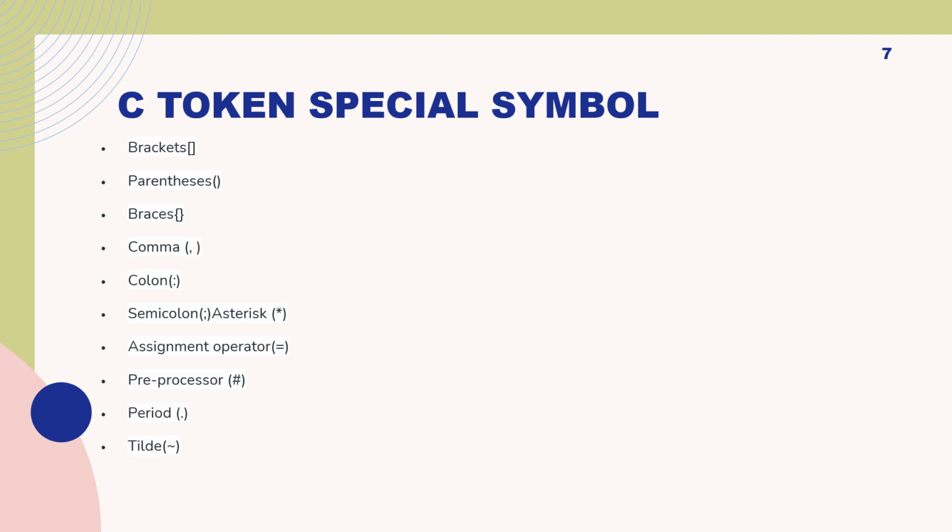Then we have the preprocessor as a macro processor, which is used automatically by the compiler to transform the program before actual compilation. Then we have the dot symbol as a period, which is used to access the members of a structure or a union. And then we do have the bitwise one's complement operator, which is called tilde.